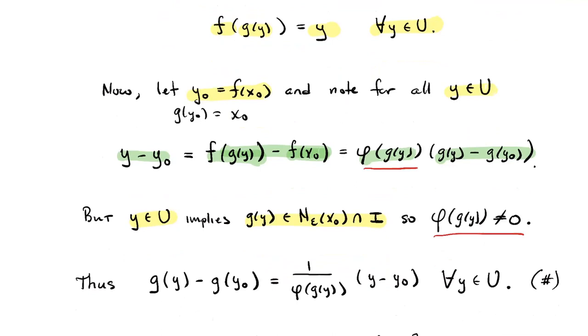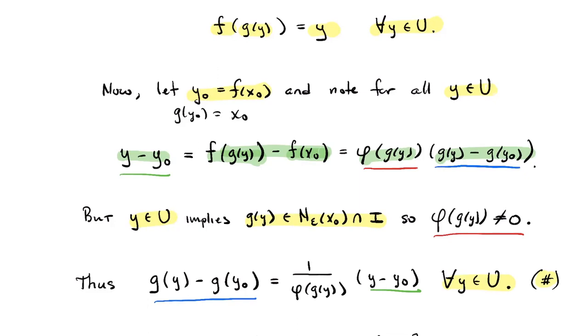If I show you what terms I'm looking at, I'm taking the g of y minus g of y naught; it's over here now. I divided both sides by phi of g of y, so I end up getting y minus y naught divided by phi of g of y. That equation, I've labeled it hashtag over here, or pound. That's true for every y in u. And it looks Carathéodory-like to me.